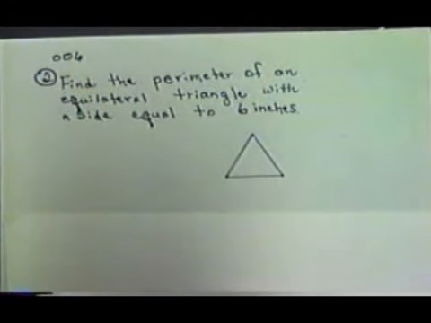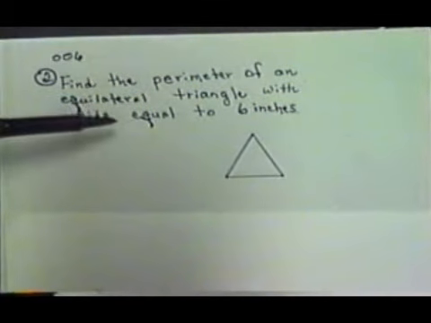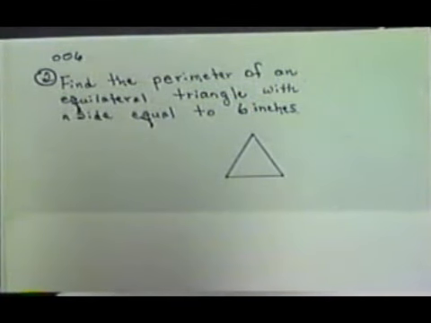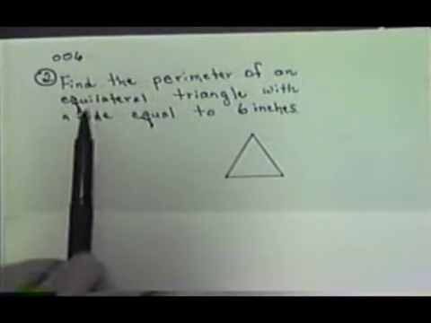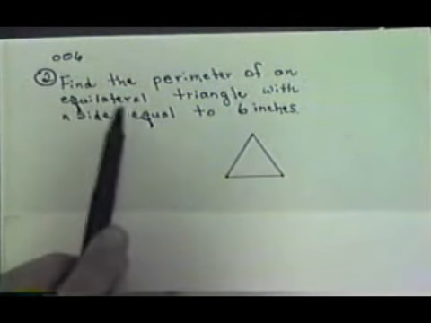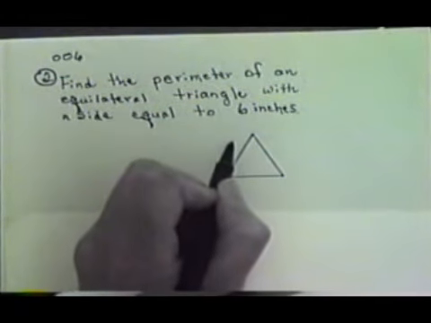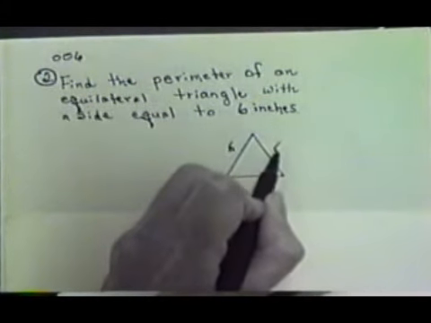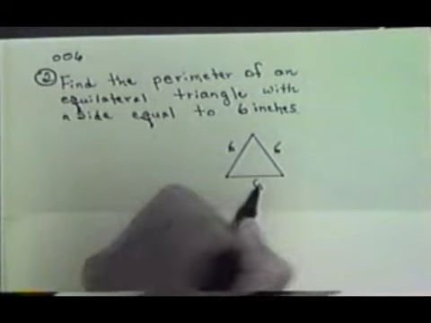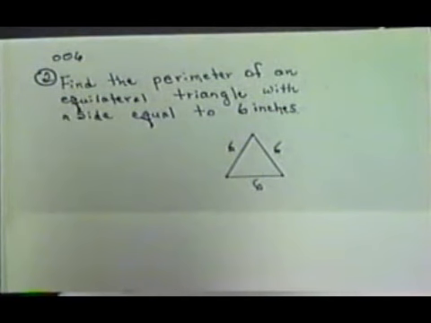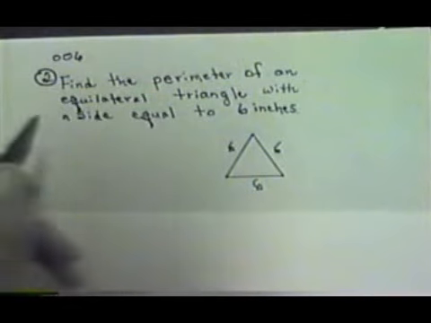The next figure we want to find the perimeter of is an equilateral triangle. And I've told you with a side equal to 6 inches. Well, if it's an equilateral triangle, I hope you remember that that means all of our sides are the same length. So we'd actually have a 6 here, a 6 here, and a 6 here. So all 3 of those sides would be 6 inches.